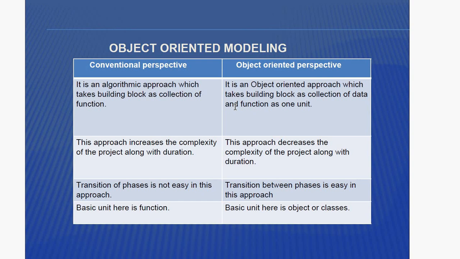Talking about the conventional perspective, the transition phase in conventional perspective was not easy. Whereas when we talk about the object-oriented perspective, transition here was much easier. Let me once again repeat, the major difference between conventional perspective and the object-oriented perspective was the basic unit. The basic unit in conventional perspective is function, and the basic unit in object-oriented perspective is object or a class.